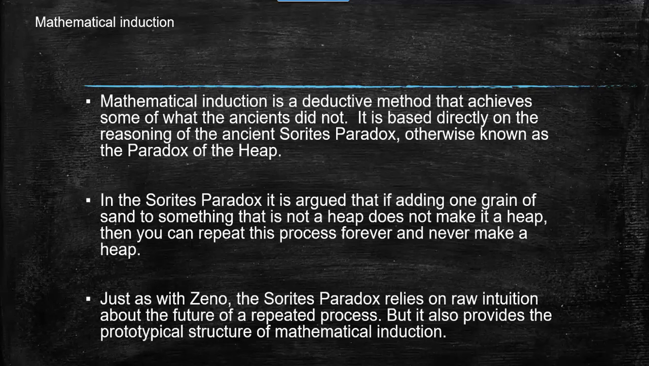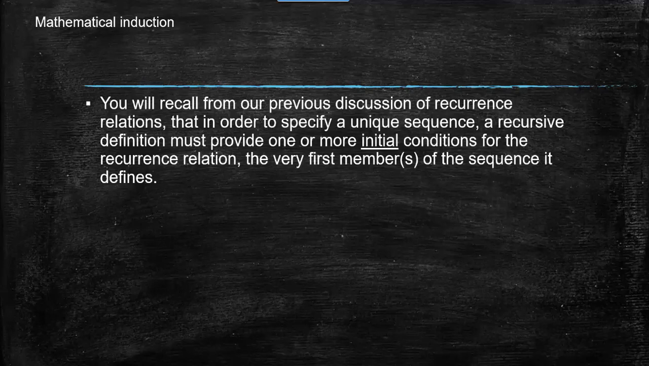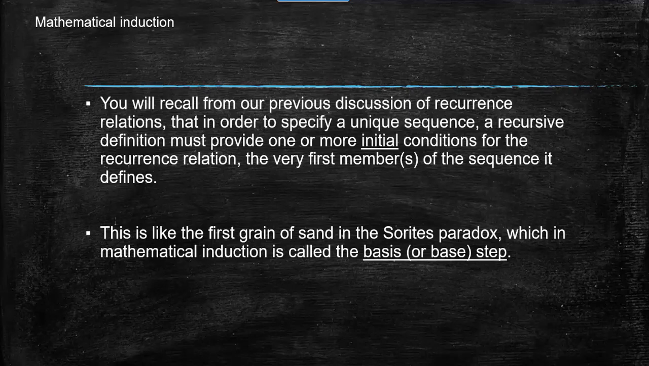Just as with Zeno, the Sorites paradox relies on raw intuition about the future of a repeated process, but it also provides the prototypical structure of what has become known as mathematical induction. You will recall from our previous discussion of recurrence relations that in order to specify a unique sequence, a recursive definition must provide one or more initial conditions for the recurrence relation, the very first member or members of the sequence it defines. This is like the first grain of sand in the Sorites paradox, which in mathematical induction is called the basis, or sometimes base step.